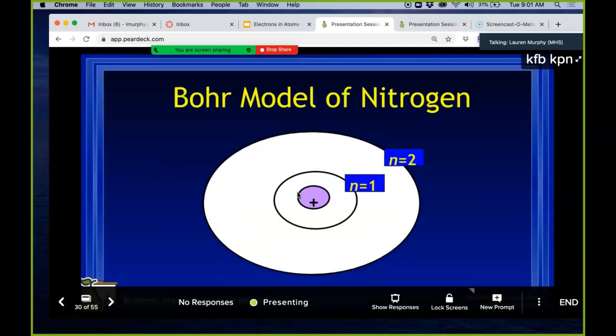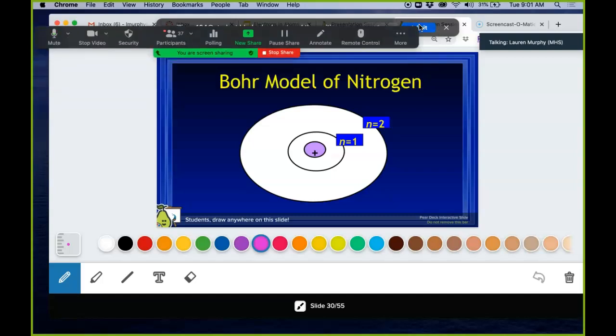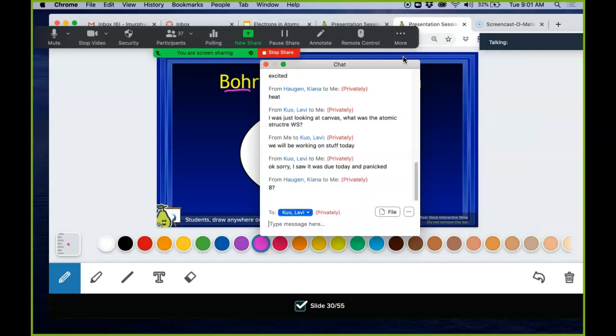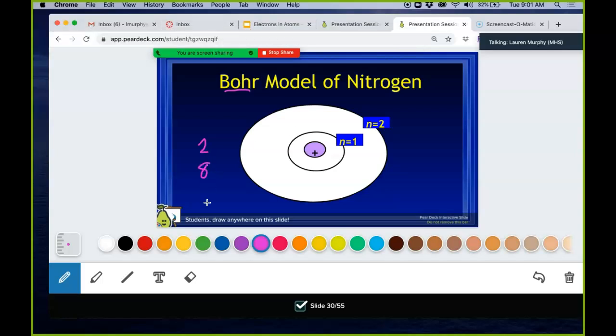Okay, so let's look at the Bohr model. I know it's not truly the correct model, but let's look at the Bohr model of the nitrogen atom. Do you remember from middle school how they did the rings? Do you remember how many electrons could go in each ring of the Bohr model? Does anybody remember? So it's 2 in the first ring, okay, but then it's 8, and then 8, and then 18, and then it kept going.